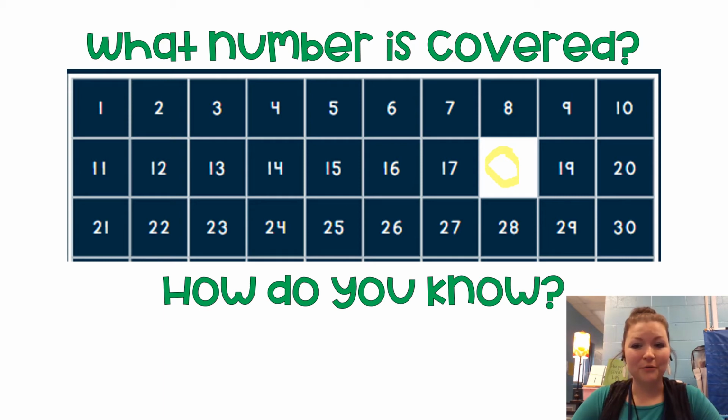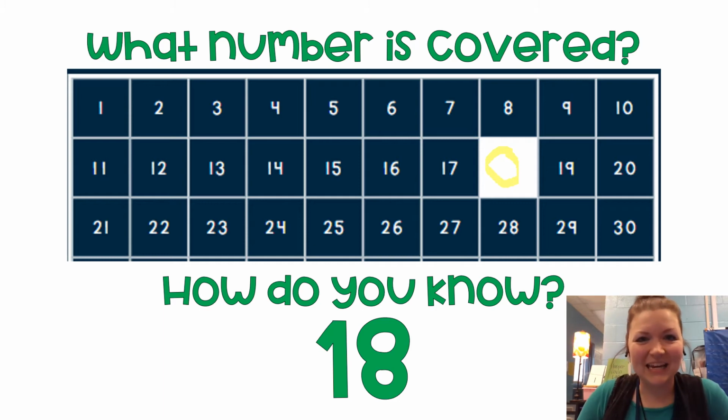How did you know that that was the number that was covered up? So I know that the number 18 is covered up. Did you get it correct? Because I know that 17, 18, 19, those are the numbers in order. So that helped me figure out that the number 18 is missing.